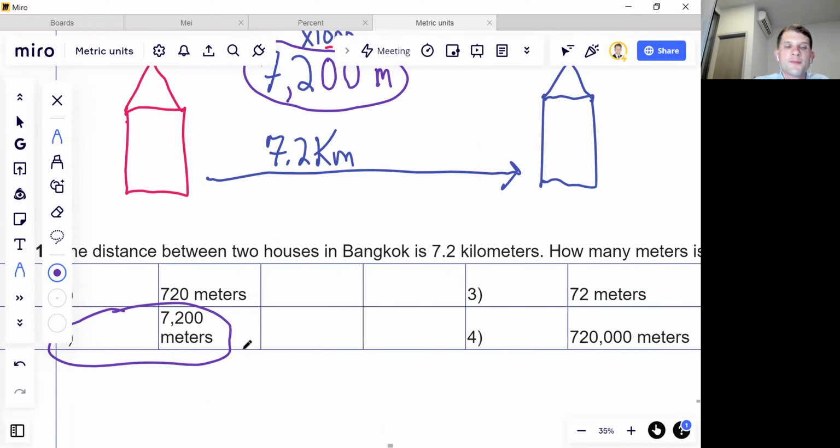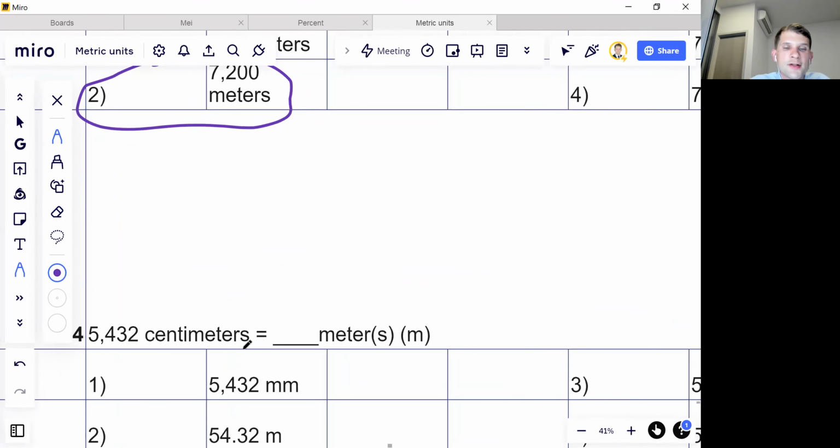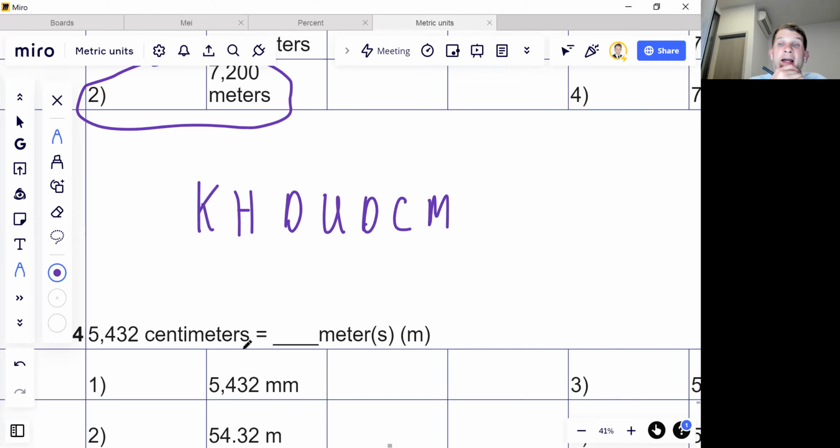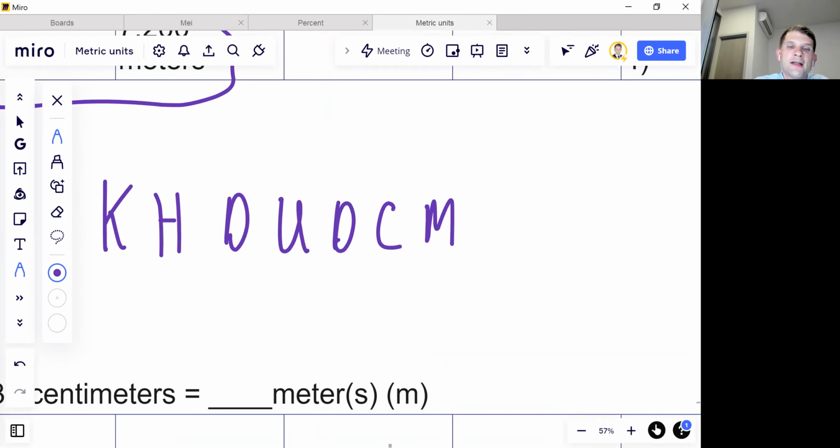All right, so let's move on. This says 5,432 centimeters to meters. Okay, so let's see here. King Henry died unusually drinking chocolate milk. I'm going from centimeters back to meters. For this one, we're going the opposite way, all the way from centimeters to meters this time.